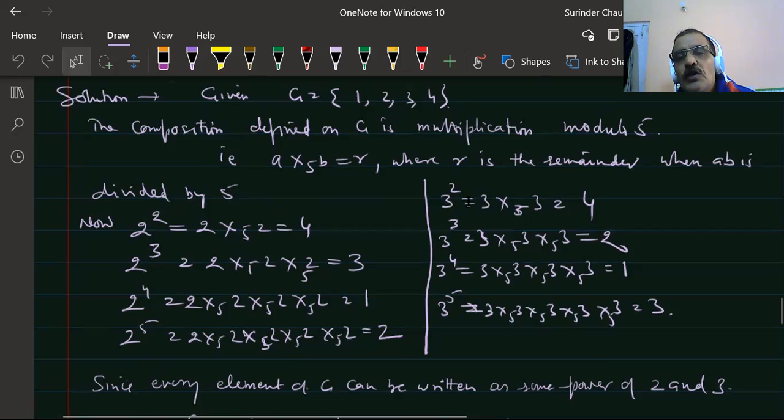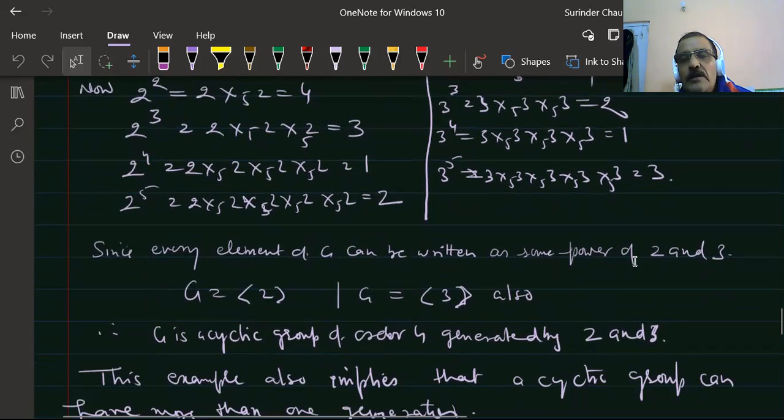Similarly, for 3: 3 into 3 is 9, divided by 5 gives 4. 3 power 1 is equal to 3. 3 power 3 is 27, divided by 5 gives 2. 3 power 4 is 81, divided by 5 gives 1. 3 power 5 is 243, divided by 5 gives 3. So the powers of 3 give all the numbers 1, 2, 3, 4. So this is generated by 3.